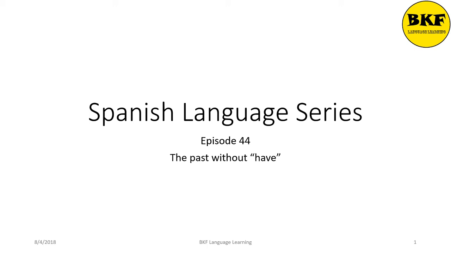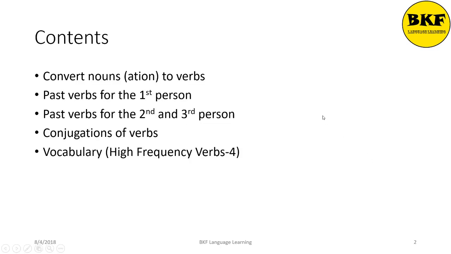This is episode 44, The Past Without Have. So these are the contents for today: converting nouns with ATION endings to verbs, then past verbs for the first person, then past verbs for the second and third person, then we'll see conjugations of verbs, and finally vocabulary on high frequency verbs part 4.